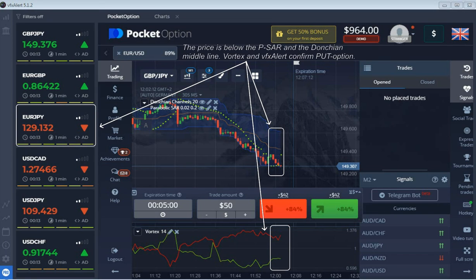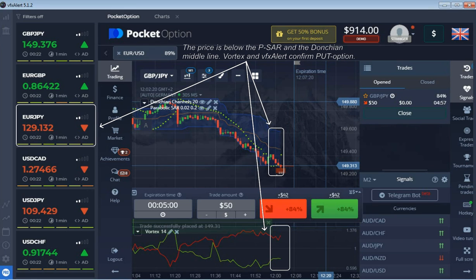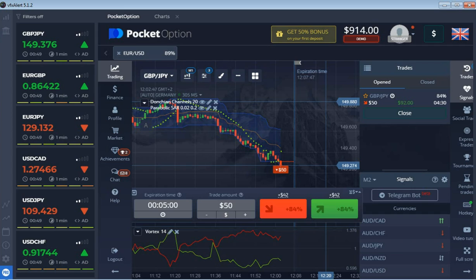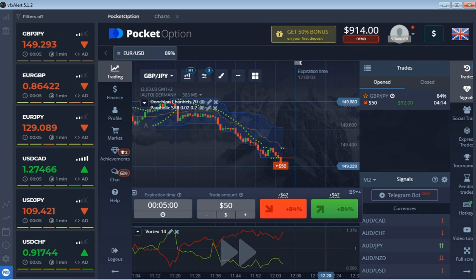Euro-Yen. Strong downtrend. Parabolic is far from the price chart, the trend will continue. Vortex and VFX Alert confirm the put option. I will open only one option so as not to get a big loss, if there are several false signals for the strategy or VFX Alert.